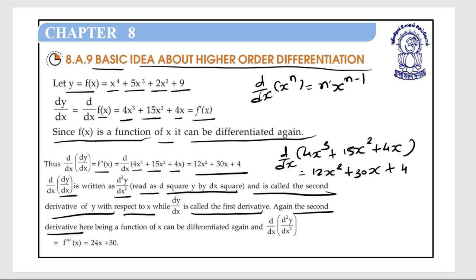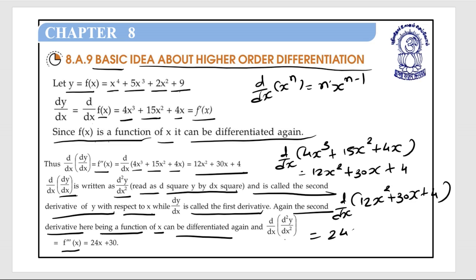Again, the second derivative, being a function of x, can be differentiated again, and d by dx of d square y by dx square becomes the third derivative. So d by dx of 12x square plus 30x plus 4. 12 2s are 24x, plus 30, plus 4 constant 0. So the third derivative is 24x plus 30.